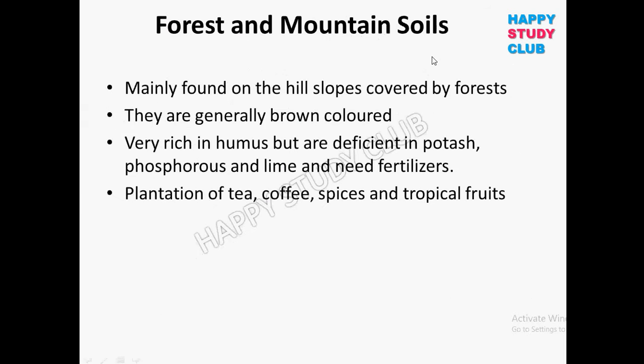Okay, now forest and mountain soils. Forest and mountain soils can be found on the hill slopes covered by forests. They are generally brown colored, very rich in humus, but are deficient in potash, phosphorus, and lime, and they need fertilizers. Plantation of tea, coffee species, and tropical fruits. So these are the crops that can be cultivated in these kinds of soils.